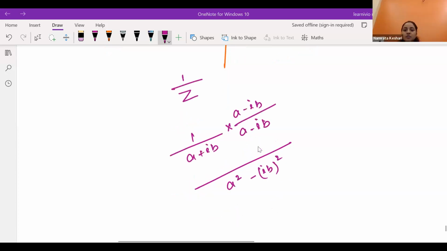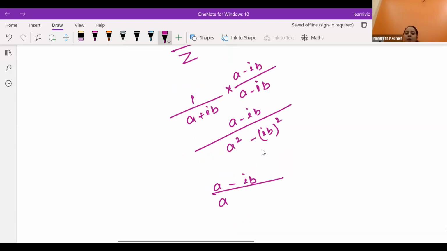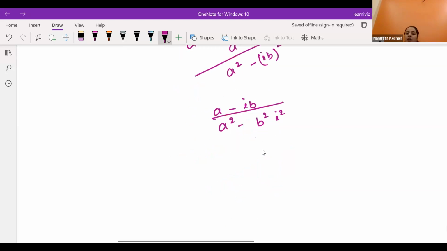Yeah, so we are having a minus ib in the numerator, and this is what we are having in the denominator. A minus ib as it is in the numerator, and denominator will become a square minus this b square and i square. i square is nothing but just minus 1. So in denominator it will be a square plus b square, because i square is minus 1, and in numerator it will be a minus ib.